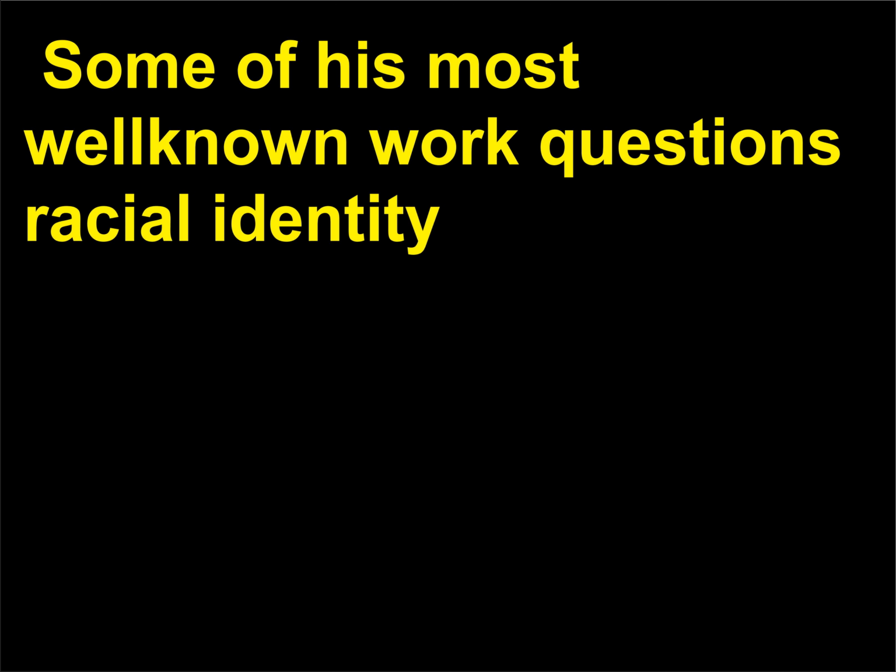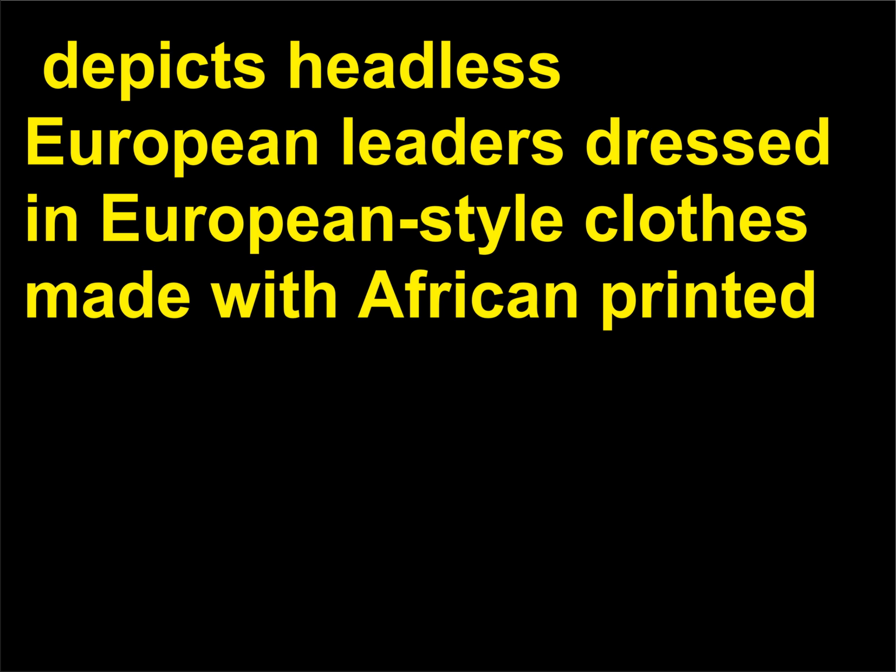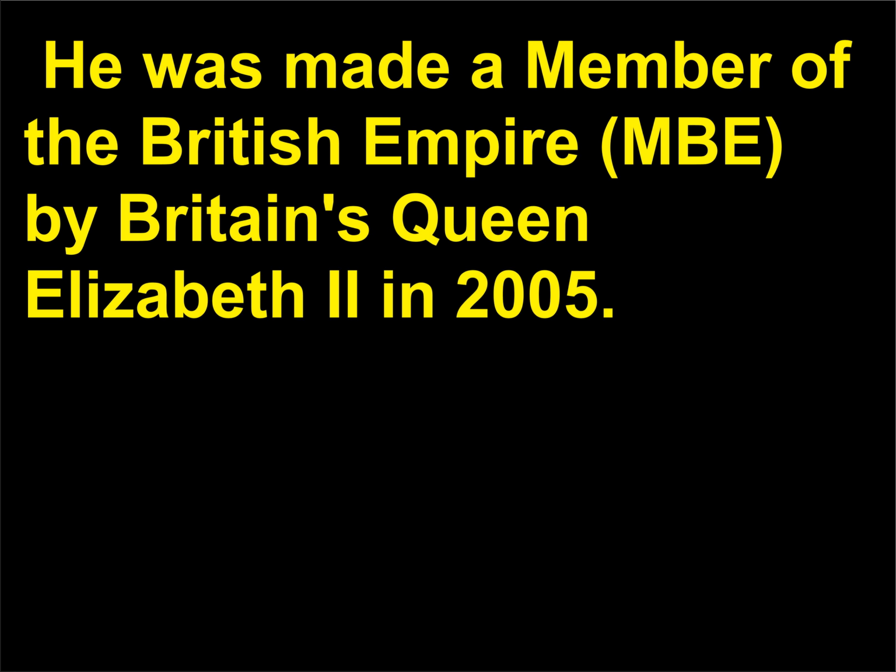His sculptural work, Scramble for Africa, 2003, depicts headless European leaders dressed in European-style clothes made with African-printed fabrics as they divide up the resources of the continent amongst themselves. He was made a Member of the Order of the British Empire, MBE, by Britain's Queen Elizabeth II in 2005.